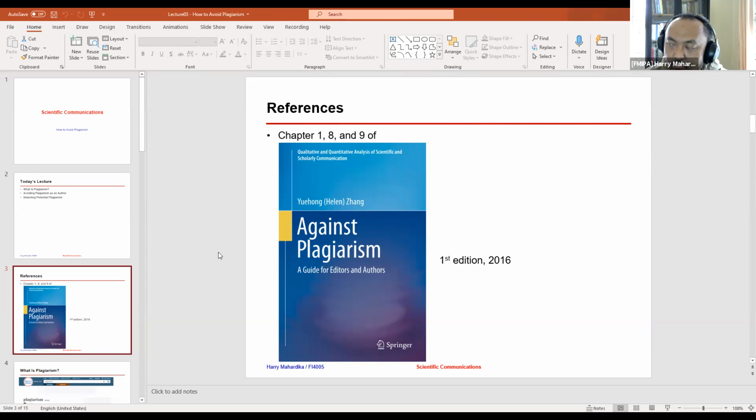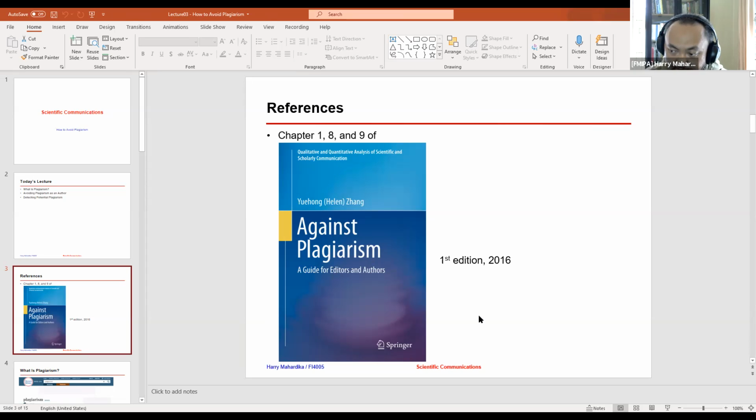But I think I saw one copy of this book in the ITB Central Library, if I'm not mistaken. So if you need to look for the original text, you can use access from the ITB Central Library, so that you can have guidance directly from this book.